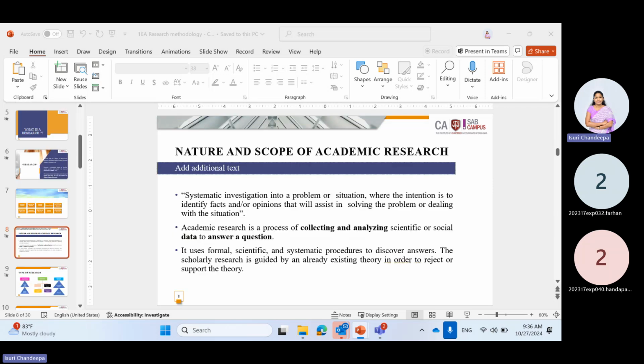Okay. Nature and scope of academic research. We know research in the sense of finding answers for a research problem, right? So what do you mean by academic research? There are two types of research: academic, and professional or practical research, right? What do you mean by academic research?